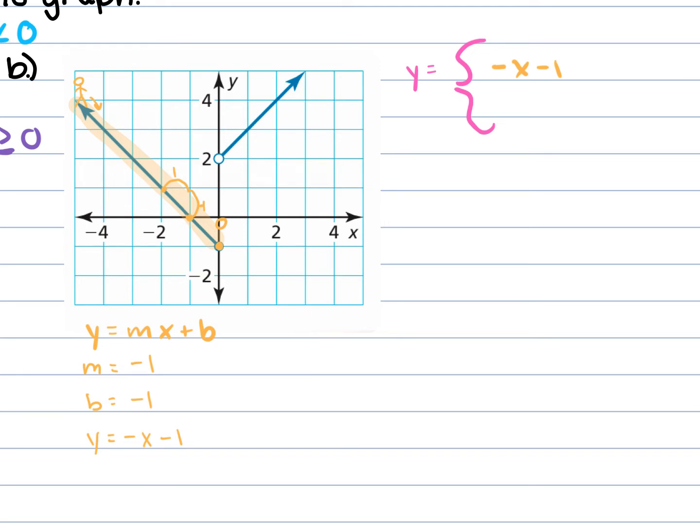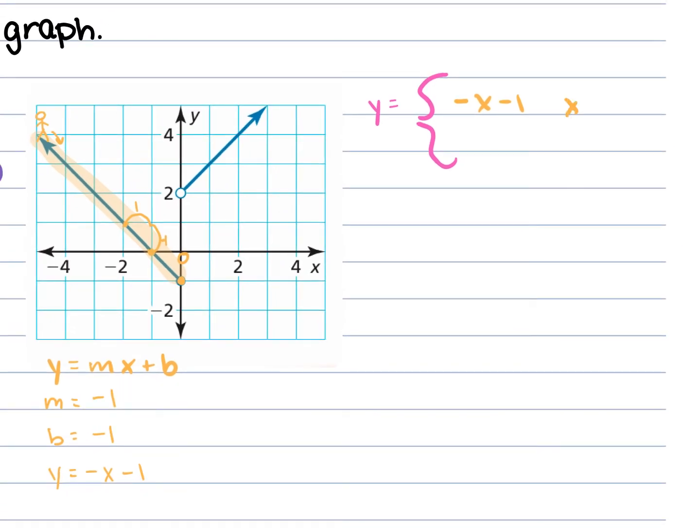Are we talking about numbers that are less than 0 or greater than 0? Less than, because we're talking about x values that are -1, -2, -3. So less than. So I would say x is less than 0. Is it just less than or equal to? Less than or equal to, because it's a closed circle. All right, let's look at the next one, the next piece of this.